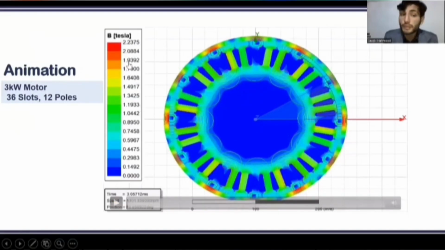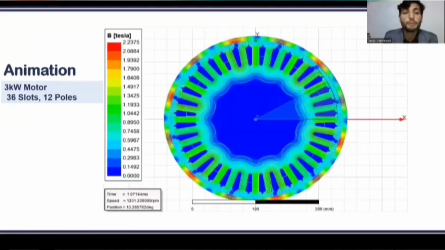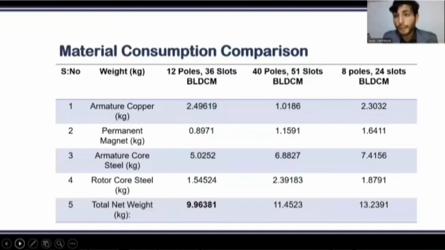with the magnetic saturation of 2.23 Tesla maximum. So then the RM expert library can calculate the material consumption of the motor. For the 12 pole 36 slot motor, there is the minimum consumption of the permanent magnet and the minimum consumption of the armature core steel.